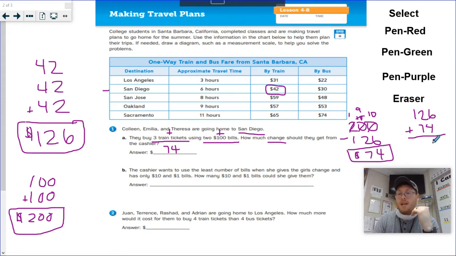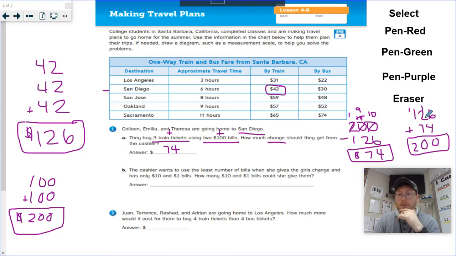6 plus 4 is 10. 2 plus 7 plus 1 is 10. 1 plus 1 is 2. So, does this equal this? In our case, yes, it does. So, does it make sense? Yes, because they are the exact same number. There you go. That's how you double check.